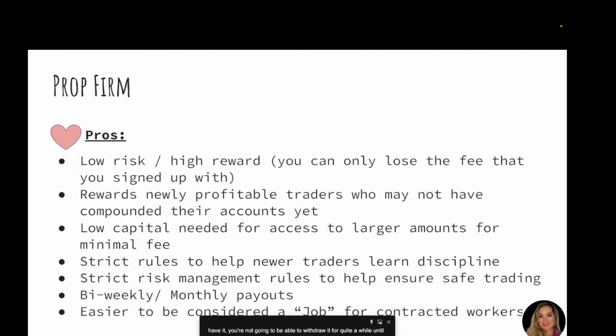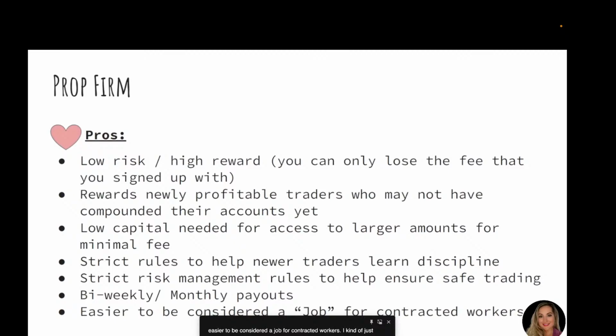So it just depends on whether you want to have something that feels more job-like, where you get paid every 2 weeks and every month, or whether you would like to have the freedom to withdraw whenever you want or continue to grow your account however much you want. Another pro to this is that it's easier to be considered a job for contracted workers. I kind of just touched on that.